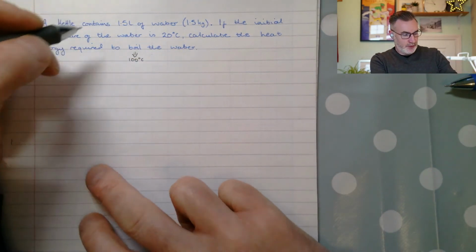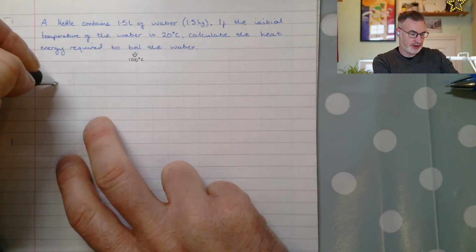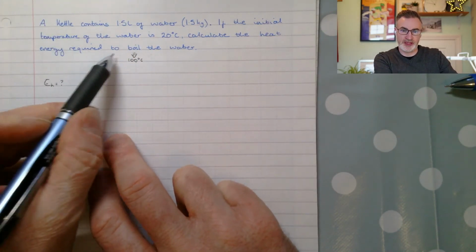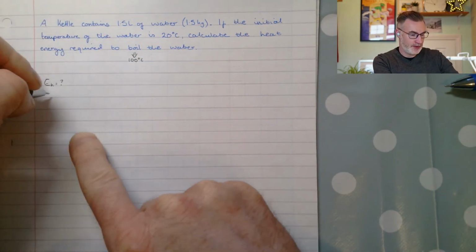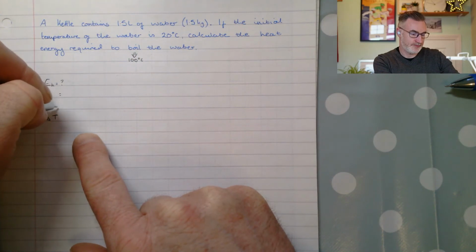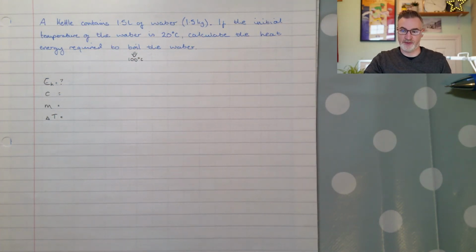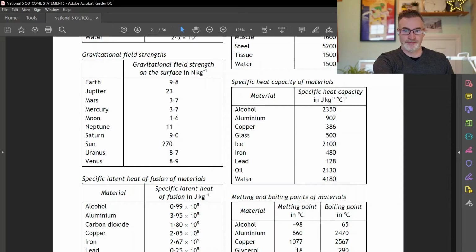Okay, so what do we need to do? Well, we're going to start off with a table again. So EH is equal to, and we're going to be calculating the heat energy, C m delta T. Again, we'll go to our table or our data sheet and find out the specific heat capacity of water, and we're going to look that it is water, 4,180.